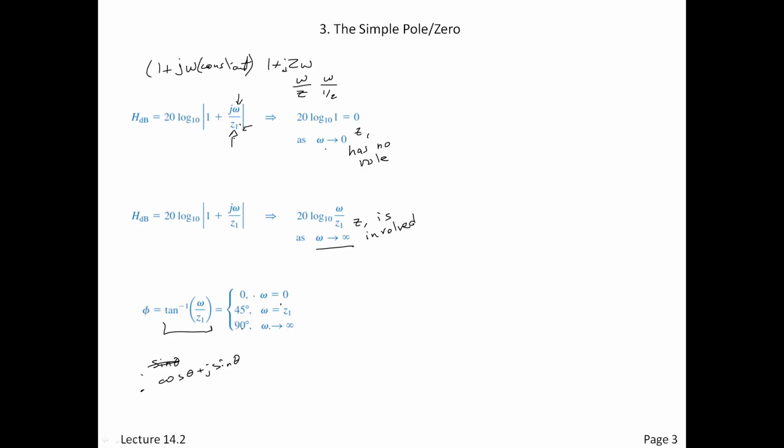So here's a couple of quick cases. When omega is 0 or very, very low compared to z0, the frequency is 0, right? The tangent of a very small angle. So you can just kind of look at that triangle. When this distance here is small, when this is low, this angle is 0. As this distance grows and this thing gets bigger and bigger, the angle grows.